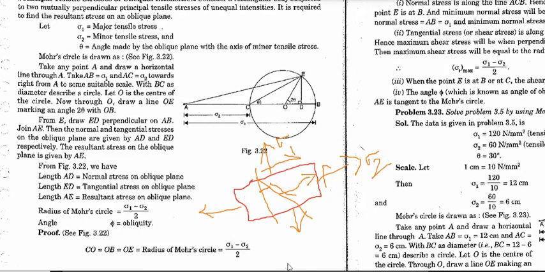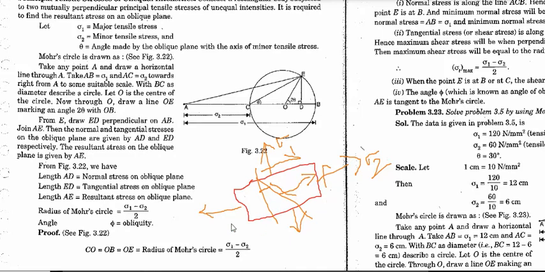Similarly, if you are going to calculate the maximum shear stress in this case, then you have to differentiate the tangential stress with respect to theta and equate it with 0. Then you are going to get tan 2 theta equals sigma 2 minus sigma 1 over 2 tau, and in that case the maximum shear stress will be half under root of sigma 1 minus sigma 2 whole square plus 4 tau square.